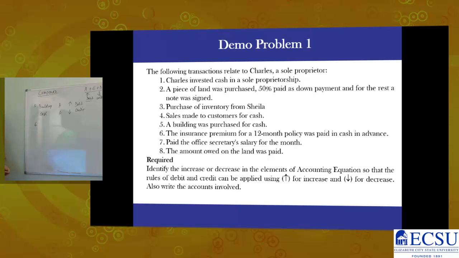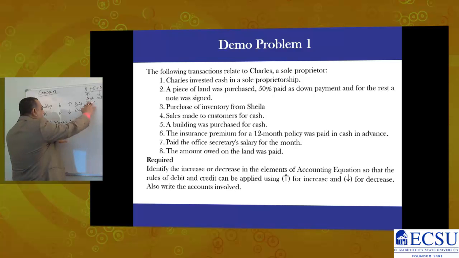Number 6 is insurance premium for a 12-month policy was paid in cash in advance. Now I'm paying the insurance premium in advance. So what I will do is I will use an account known as prepaid insurance, and I paid cash. Now, prepaid insurance gives you the right to use that insurance policy for a future period. Therefore, it is an asset because it's going to give you a benefit in the future. So I'm going to consider this as an asset. I didn't have any prepaid insurance, so it is increasing. Cash, of course, is an asset and it is decreasing.